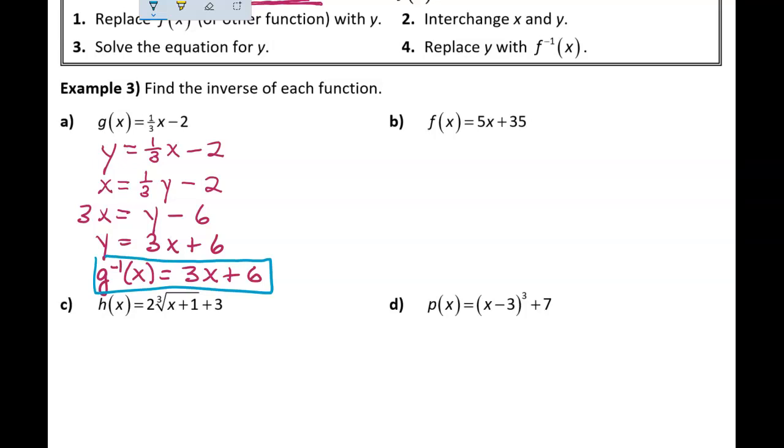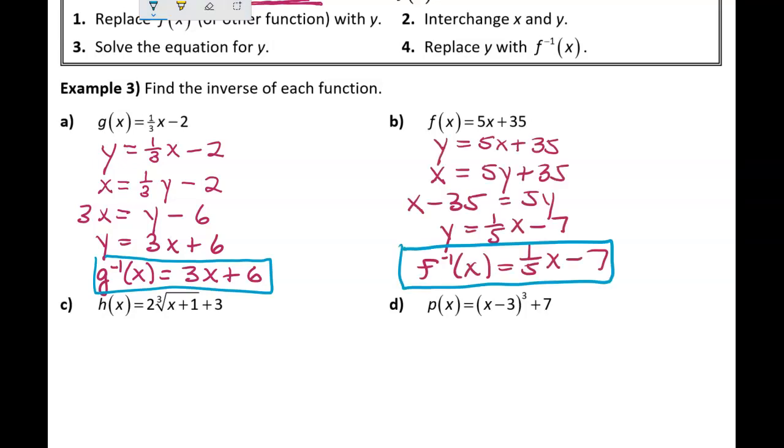All right, your turn to try B. f of x equals 5x plus 35. Find the inverse. Pause the video to do this. All right, here's the answer for B. f inverse of x is equal to 1/5 x plus 7.